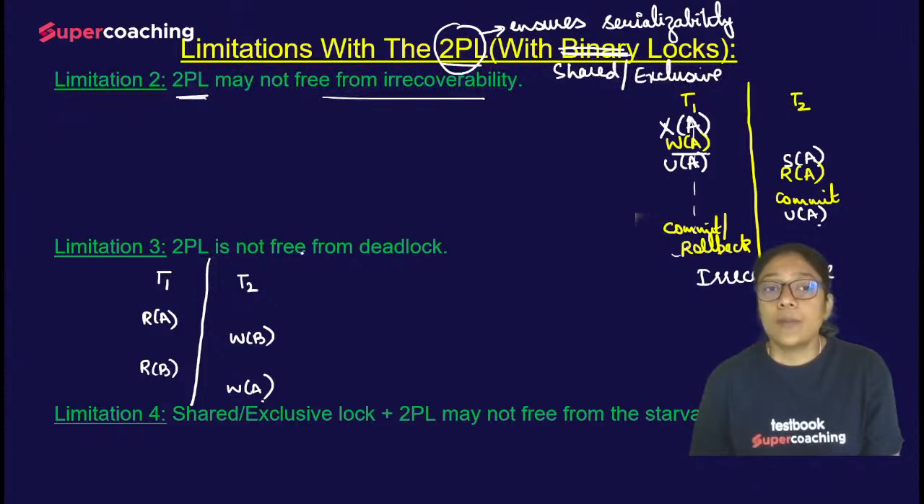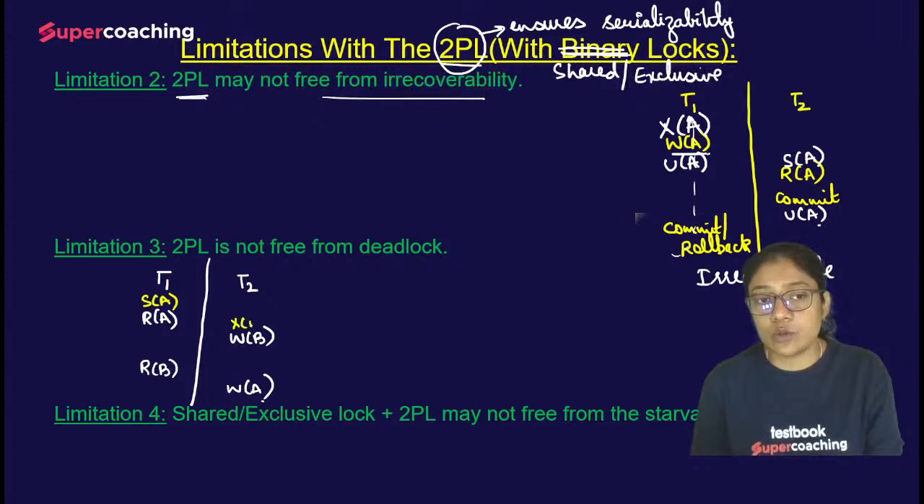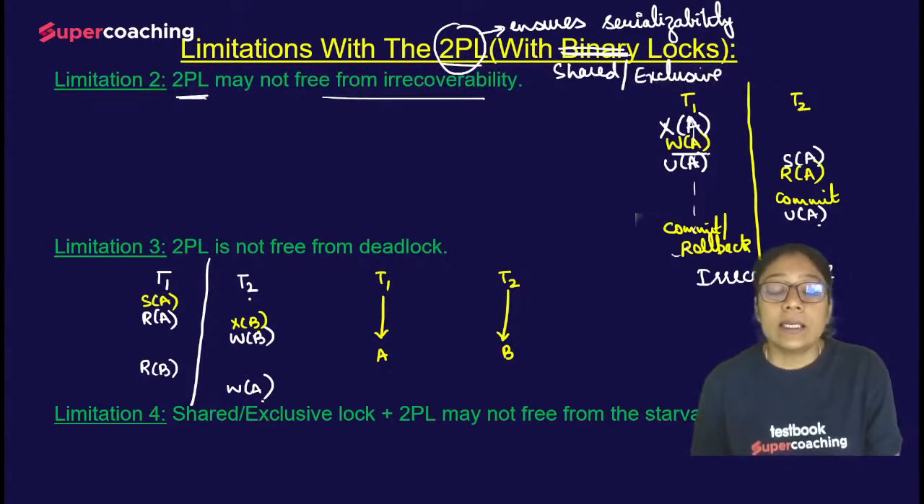Okay, so 2PL is not free from deadlock. Here is the example. Here we are using the concept of shared or exclusive lock. This has put a shared lock. This has put an exclusive lock on data item B. Now T1 has locked data item A under the shared mode, and T2 has locked data item B under the exclusive mode. Now T1 wants a shared lock on data item B. Will it be granted? शेयर लॉक चाहिए डेटा आइटम बी के ऊपर, क्या ये मिल सकता है? नहीं मिल सकता, because shared lock is not compatible with exclusive lock.